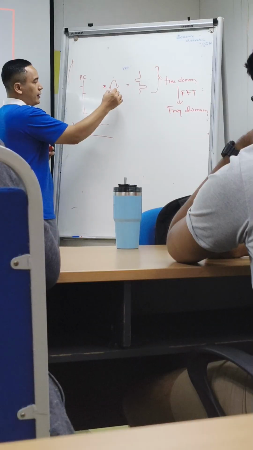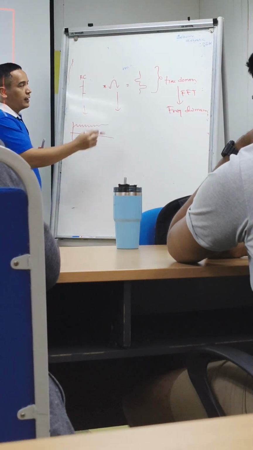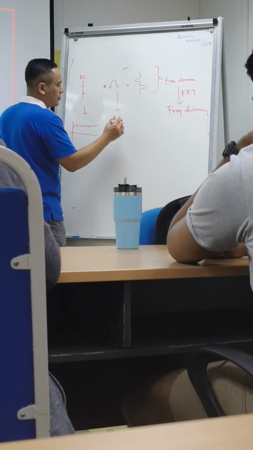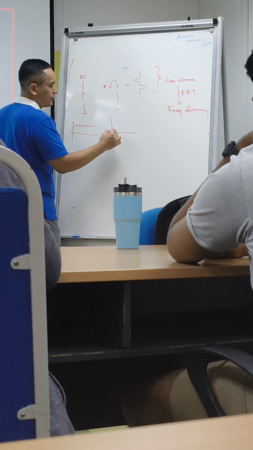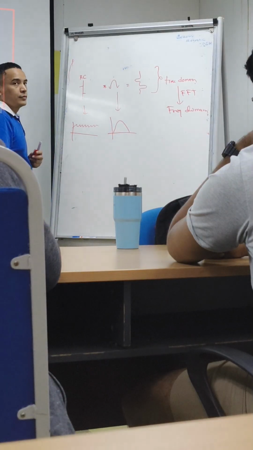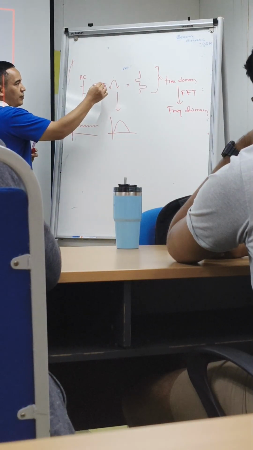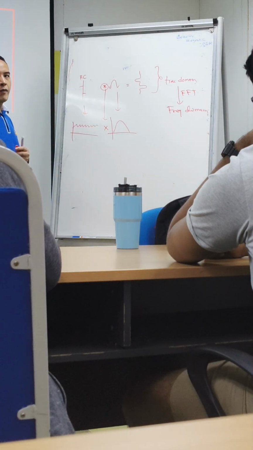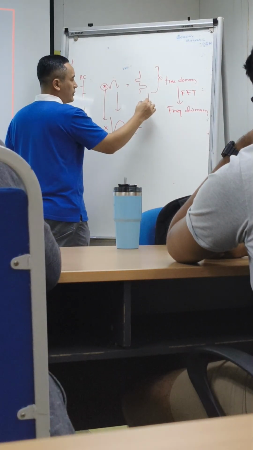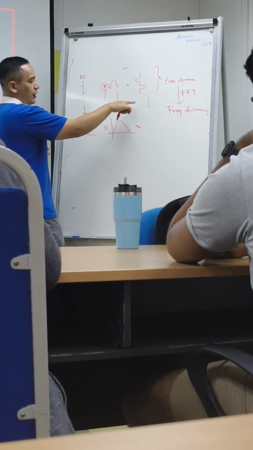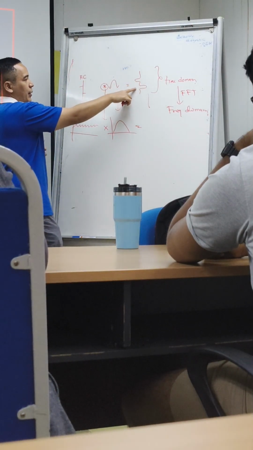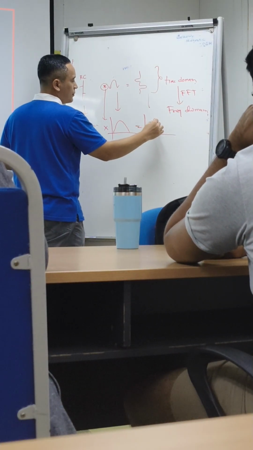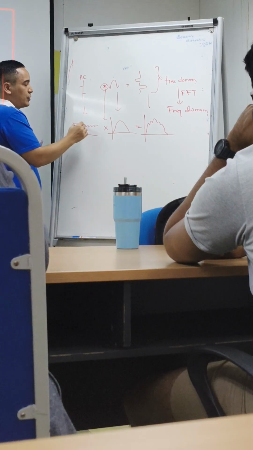So when the wavelet is in the time domain, in the frequency domain you will see like this. This one in the time domain to frequency domain becomes like this, because this one is multiplied by this one.